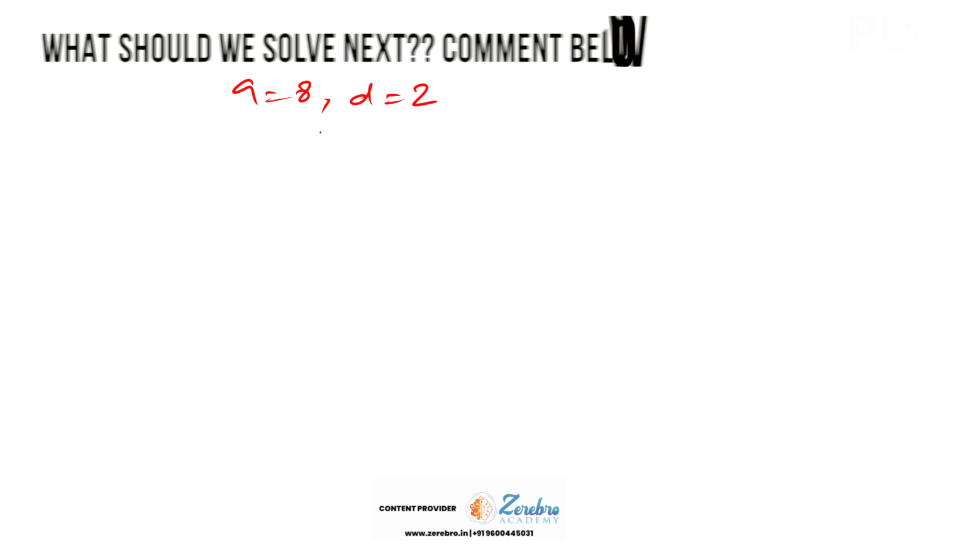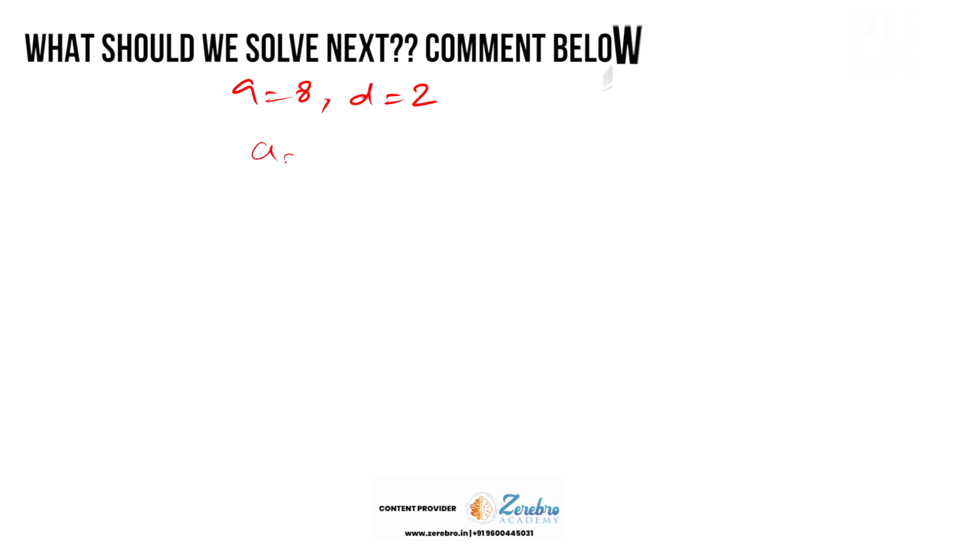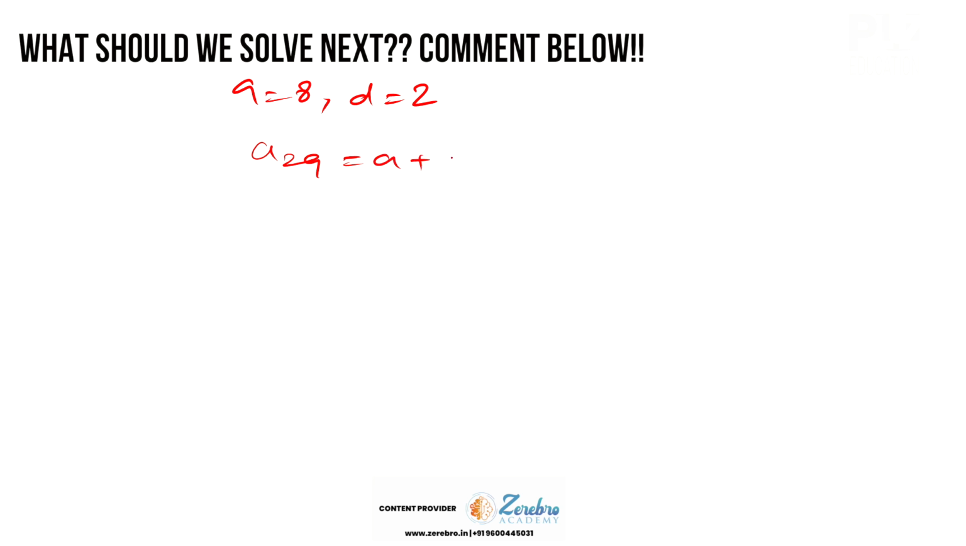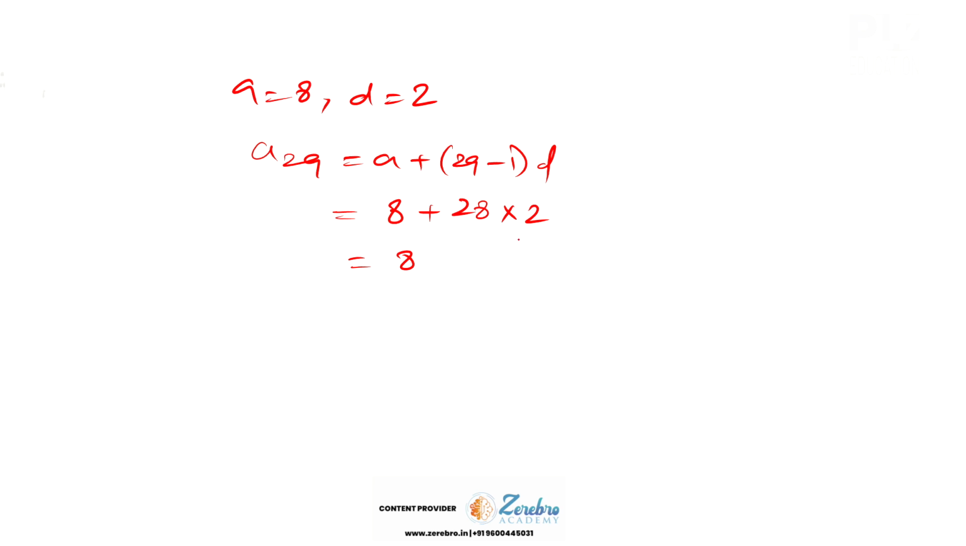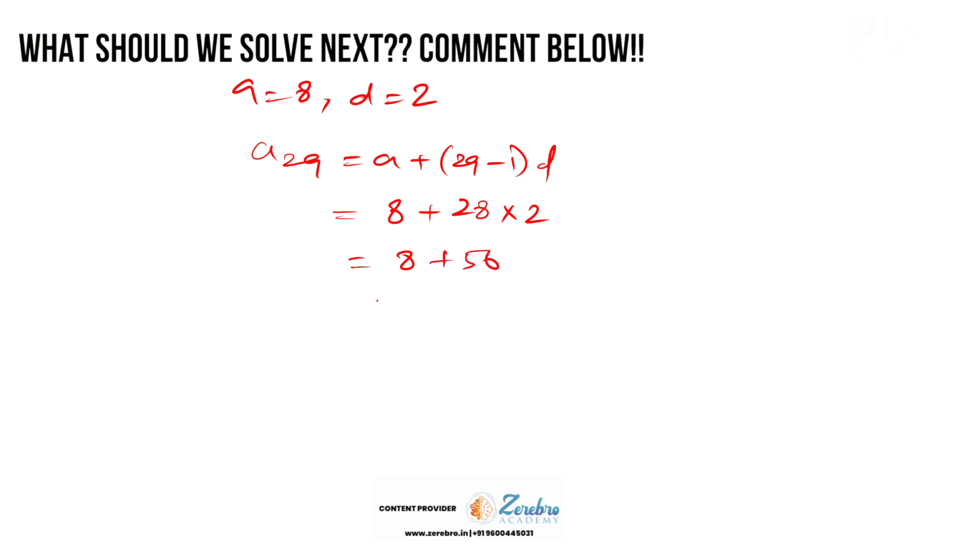So we are asked to find out the 29th term. So A29 கண்டுபிடிக்கணும். So A plus n minus 1 into D. So it is 29 minus 1 into D. So we'll substitute the value and it is 28 into 2. So 8 plus 28 into 2, it is 56. So 56 plus 8 will get 64. This is A29. This is the answer for this question.